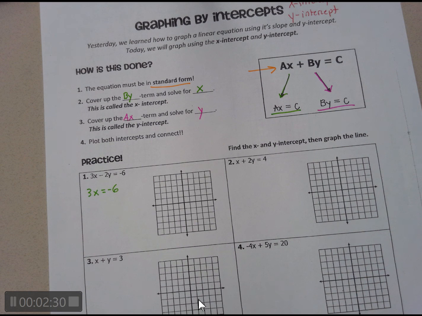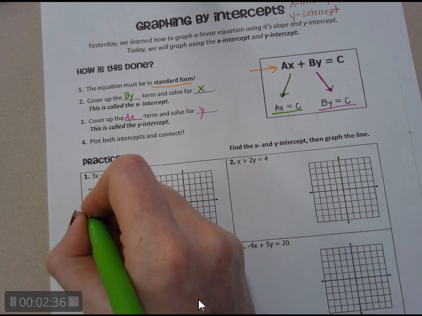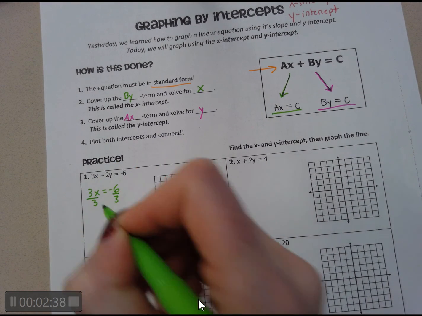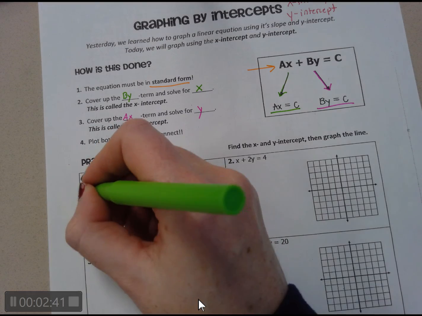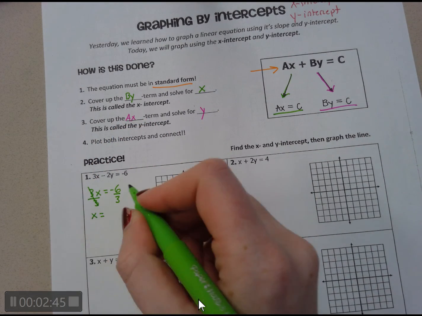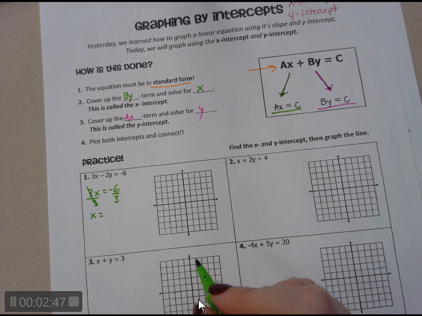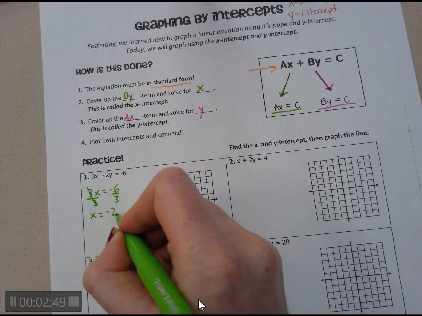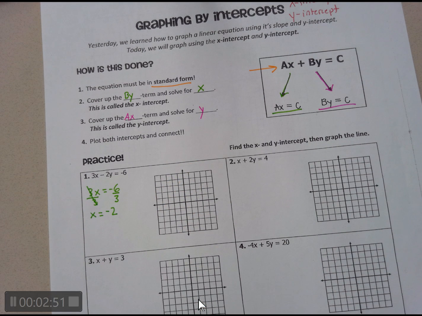And then we are going to solve for x. So if I need to solve for x, I need to get x by itself. So I'm going to divide both sides by 3. So then my 3's are going to cancel. And I'm going to get x equals -6 divided by 3 gives me -2. And that's my x-intercept. Okay?